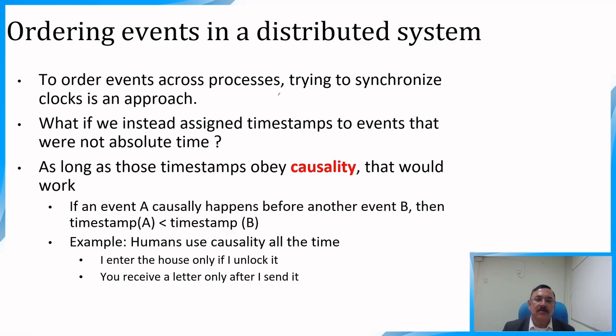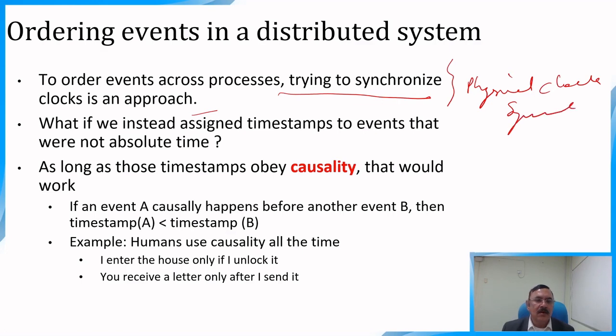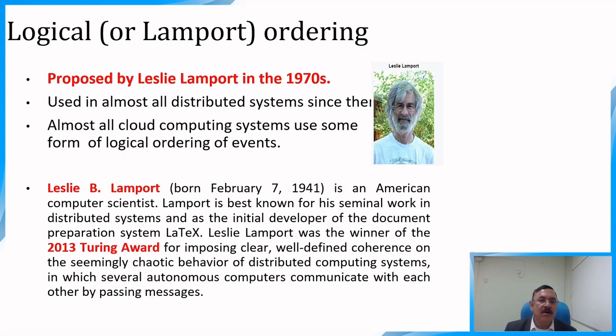To order the events across the processes, trying to synchronize the clocks is an approach that we have seen, called physical clock synchronization. Now, what if we instead assign timestamps to the events that are not the absolute time? As long as these timestamps obey causality, that would work. So, if an event A causally happens before another event B, then the timestamp of A is less than the timestamp of B. This logical, or Lamport, ordering of the logical clock was proposed by Leslie Lamport in 1970 and is used in almost all distributed systems since then, and almost all cloud computing systems use some form of logical ordering of the events.